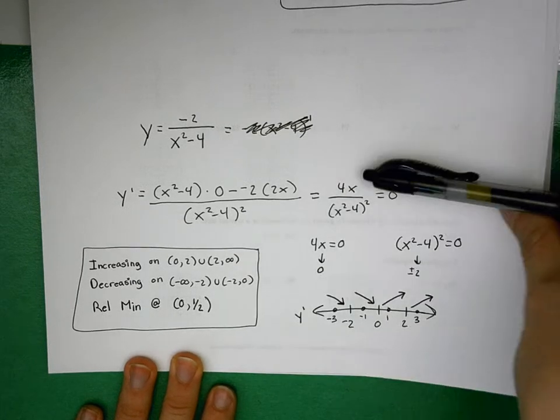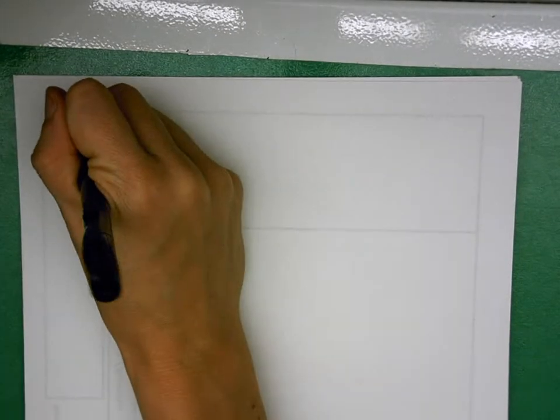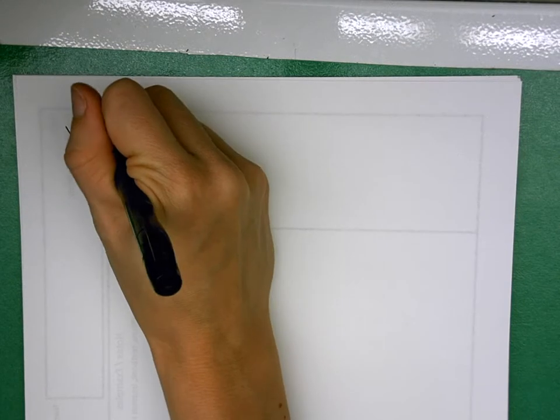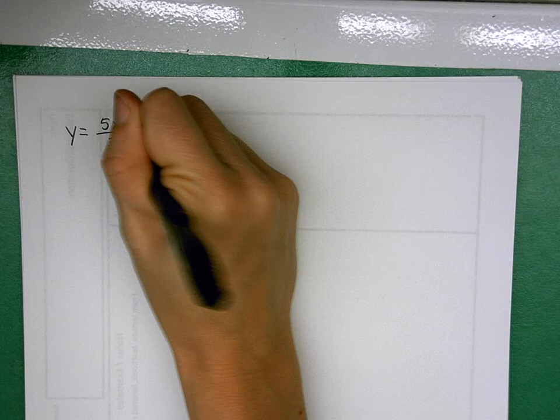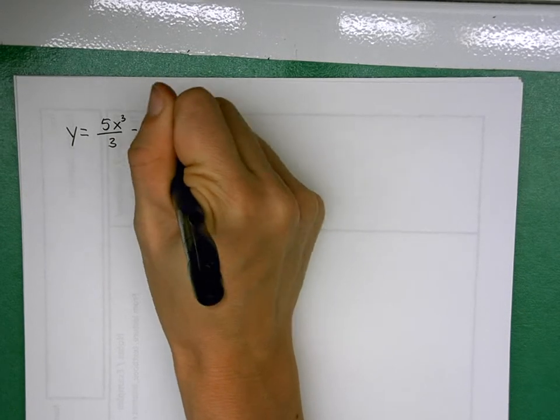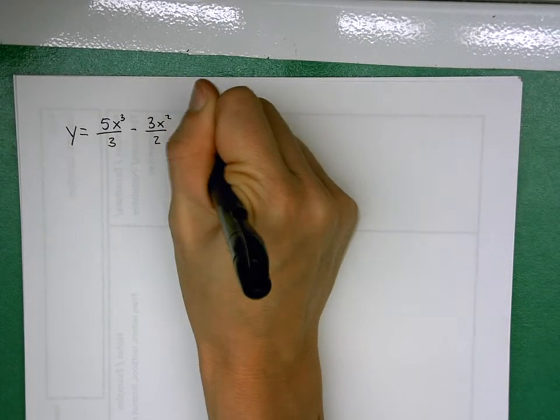Okay, let's go ahead and do one more, and let's make this a calculator one here. So if you don't have your calculator out and you'd like to get it out, you can. Although even then, this one, you technically could solve without your calculator. You're going to need a quadratic formula, but in my mind we would make this a calculator one. Okay, so if we had y equals 5x cubed over 3 minus 3x squared over 2 minus 4x plus 1.